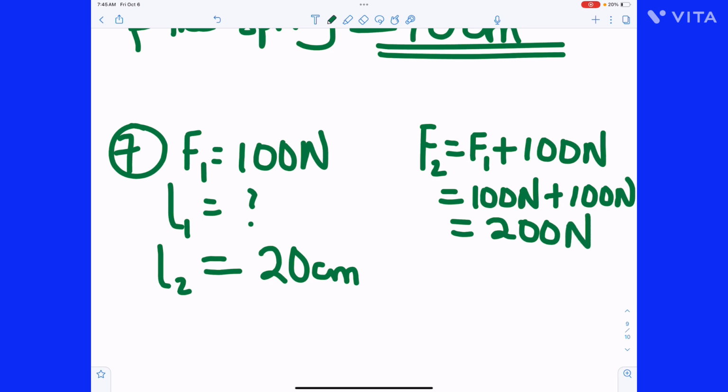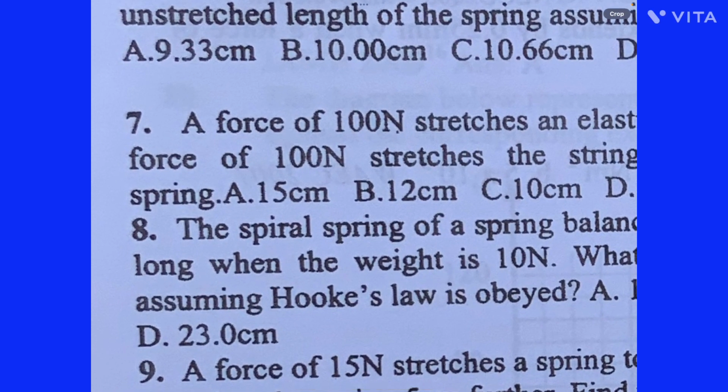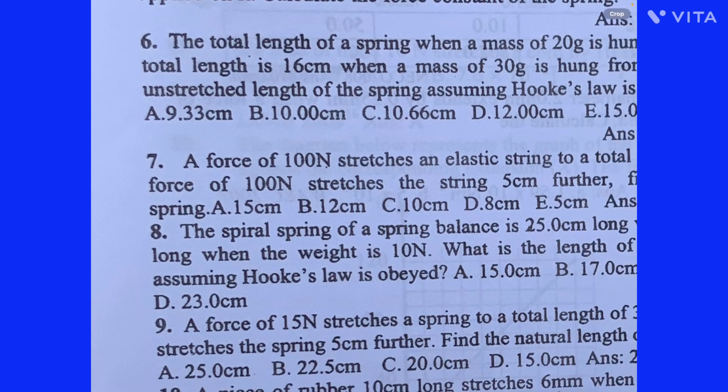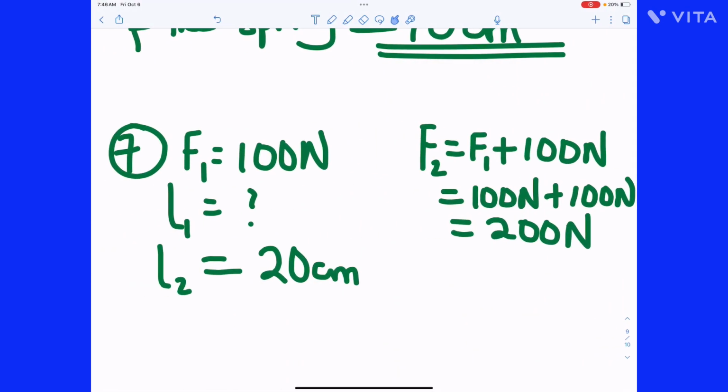That's the meaning of an additional force of 100 newtons. So you are not taking this one away. It's like putting a 10 gram mass up and adding another 10 gram mass. You are not taking away the first mass. You just added another one to the pan of this spring. So our F2 is 200 newtons. It says if an additional force of 100 newtons stretches the string 5 centimeters further, okay, that's another English we have to be very careful with.